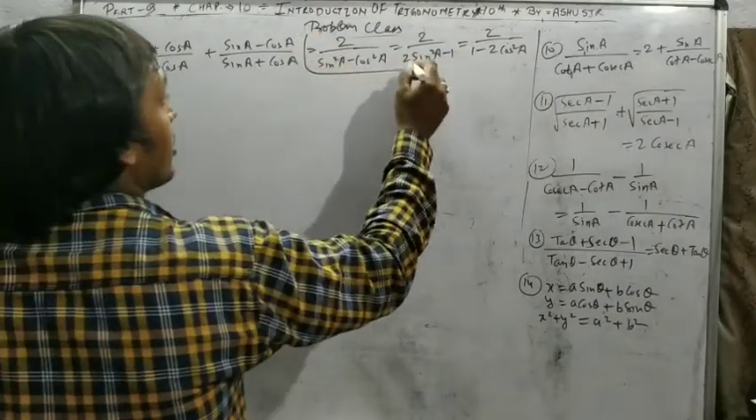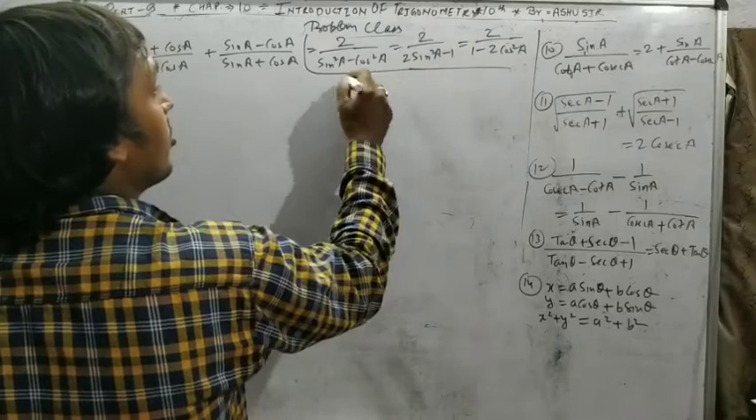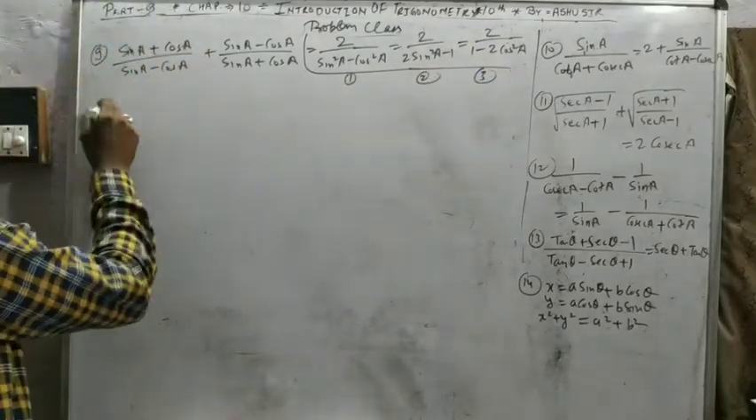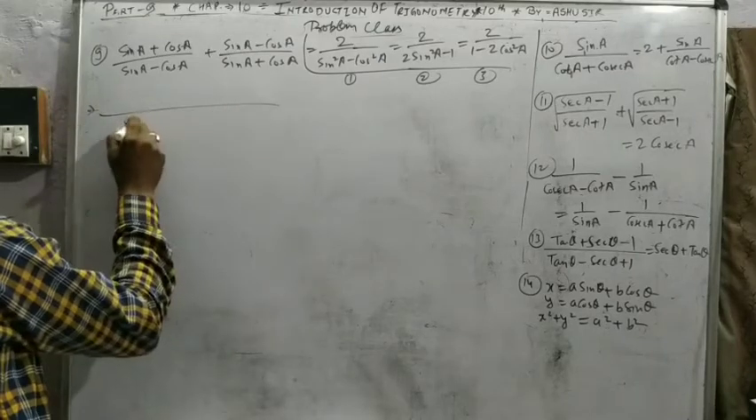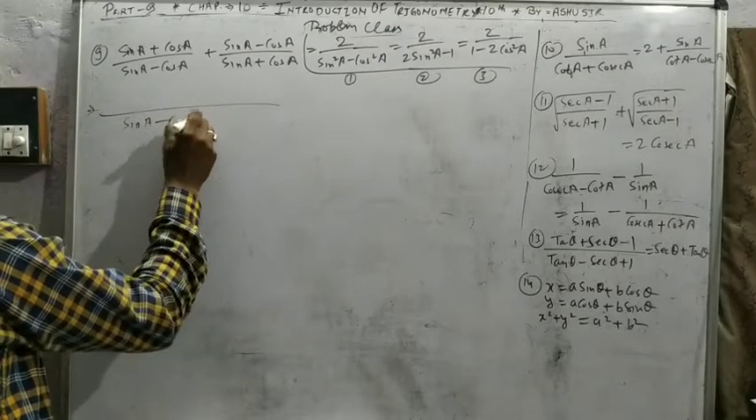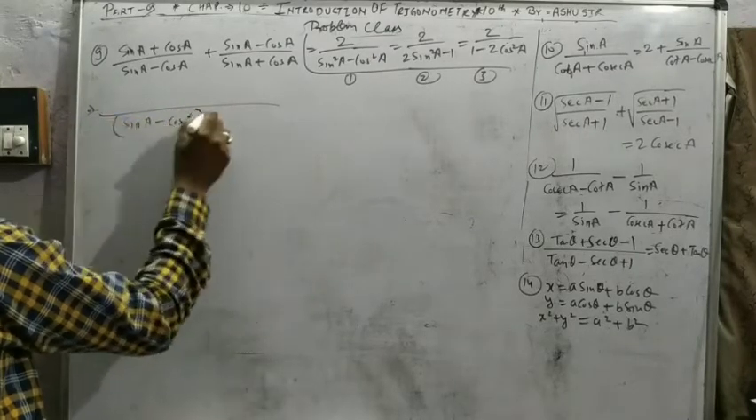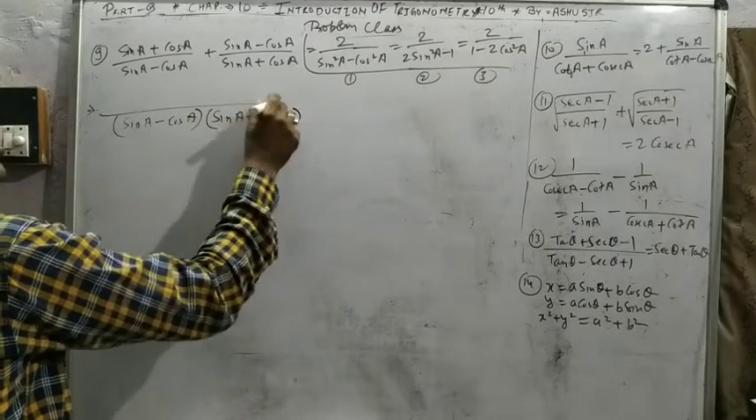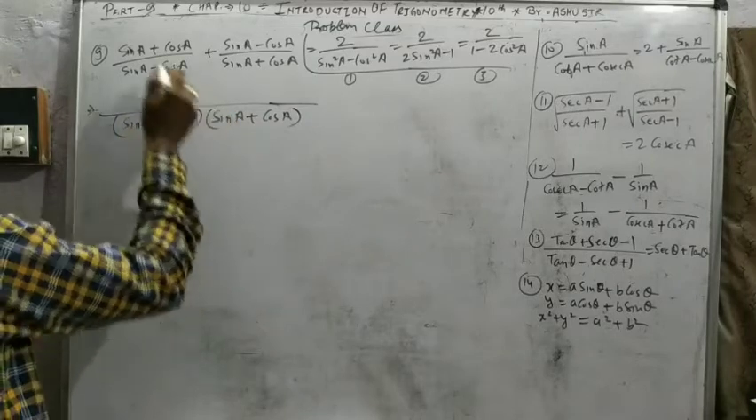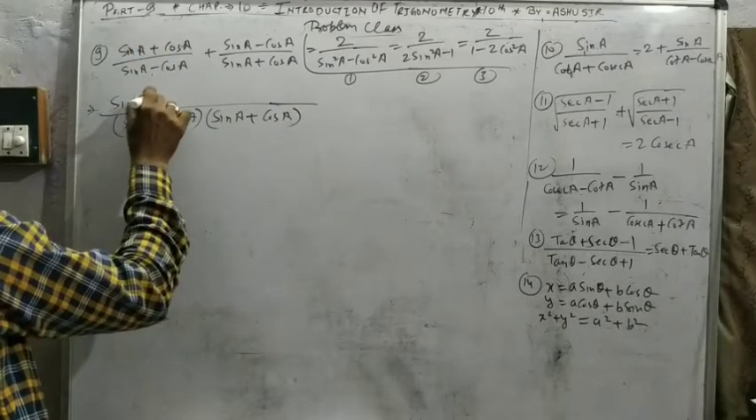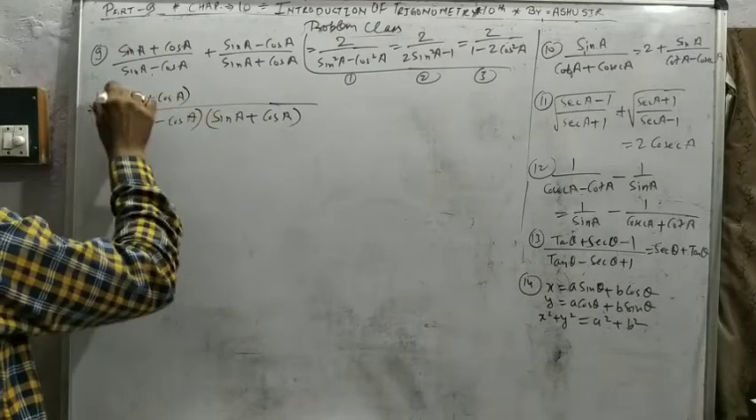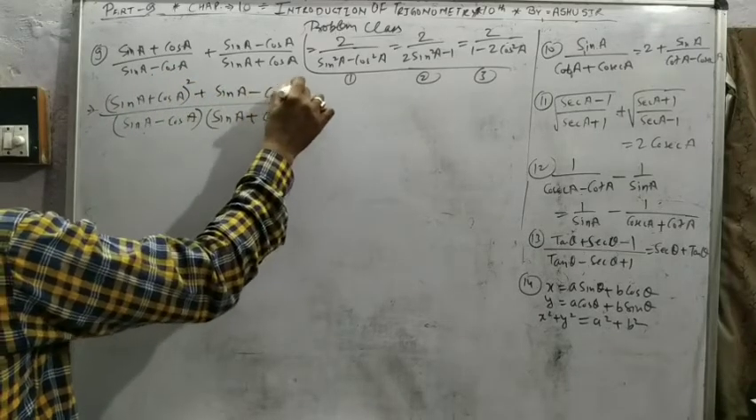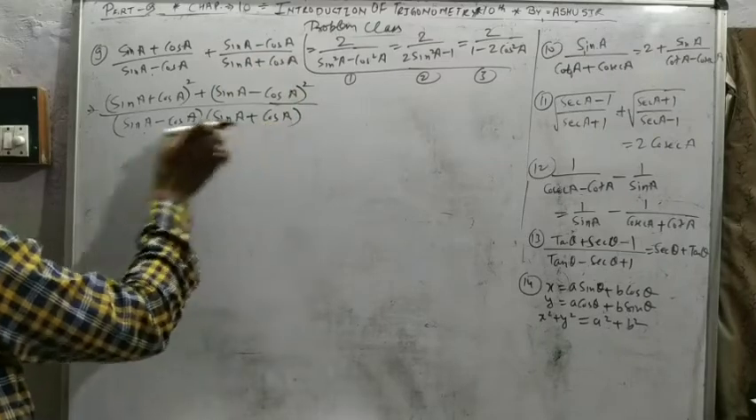Taking LHS, likely LCM, sin A minus cos A, sin A plus cos A. Sin A minus cos A cancel, plus same. So sin A plus cos A whole square, sin A minus cos A whole square. Because plus cancels this.